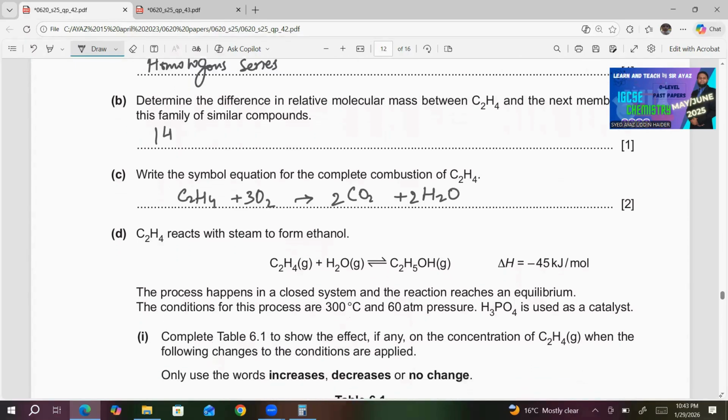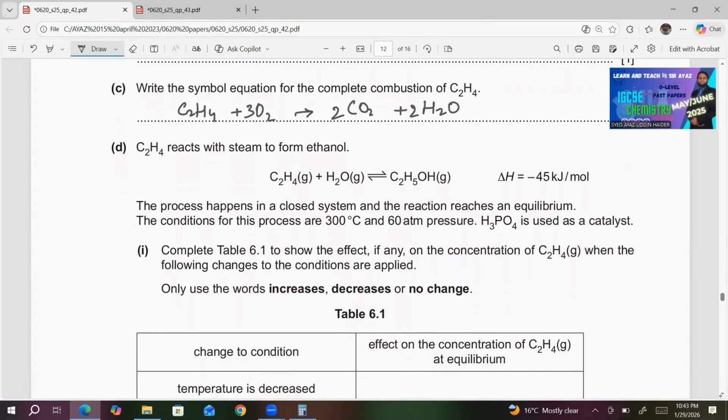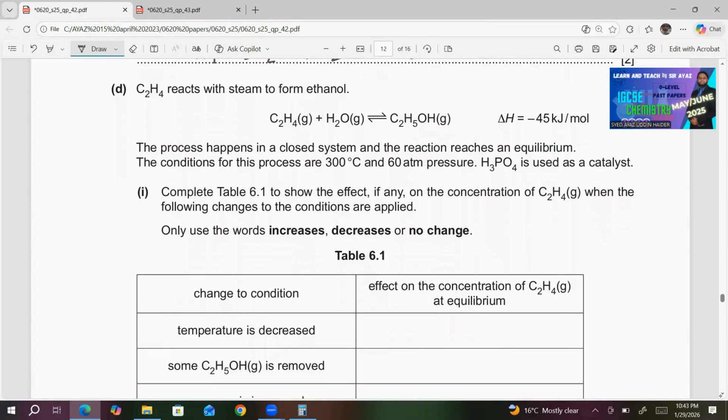D. C2H4 reacts with steam to form ethanol. C2H4 gas plus H2O gas, reversible sign, C2H5OH gas. Delta H is negative, which means the forward reaction is exothermic. The process happens in a closed system and the reaction reaches an equilibrium. The conditions for this process are 300 degrees centigrade and 60 atm pressure. H3PO4 is used as a catalyst.